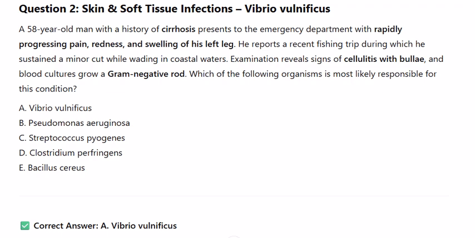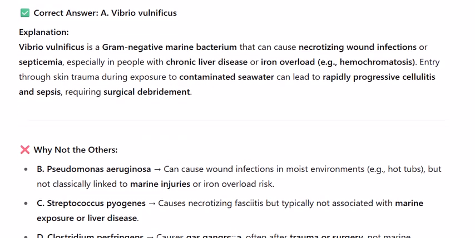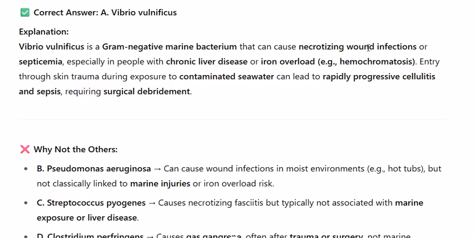Vibrio vulnificus. Explanation: Vibrio vulnificus is a gram-negative marine bacterium that can cause necrotizing wound infections or septicemia, especially in people with chronic liver disease or iron overload, e.g., hemochromatosis. Entry through skin trauma during exposure to contaminated seawater can lead to rapidly progressive cellulitis and sepsis, requiring surgical debridement.